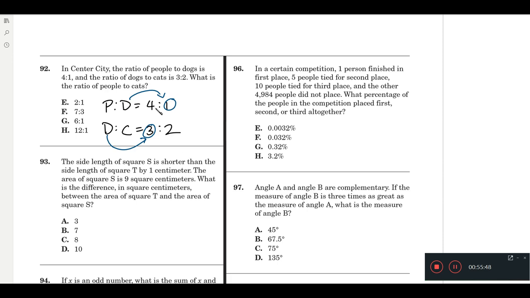Make it both 3. So what we can do is multiply the first ratio by 3. What we get is 3 times 4, 12, and 3 times 1, 3. Now take a look at it. Now the dog is 3 here and the dog is 3 here as well. But that changed the people to 12, and the cat is 2. So the ratio of people to cats is 12 to 2, which is 6 to 1.